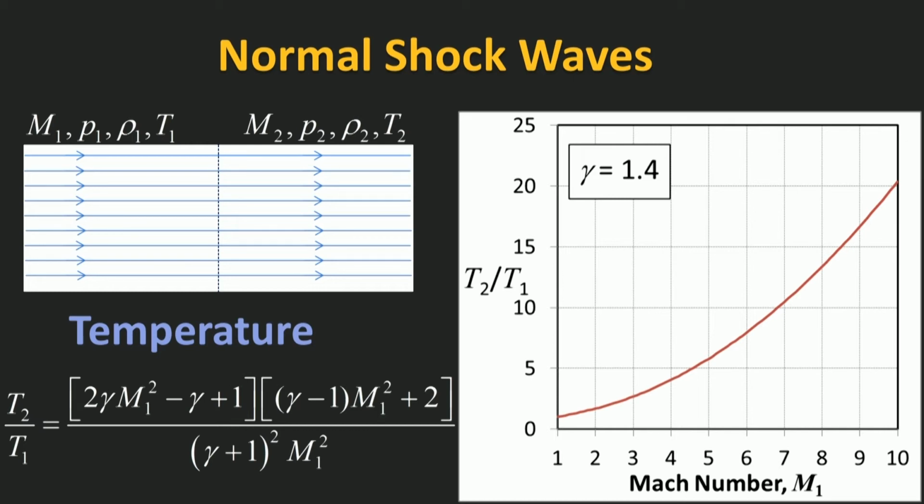So looking back at our plot, we can see that the vertical scale here goes from 0 to 25. This is smaller than we saw for the pressure ratio. Recall that our scale was from 0 to 140 on the last slide. So the temperature ratio is lower than the pressure ratio across a normal shock wave, but we still get some pretty large temperature increases at the hypersonic Mach numbers.